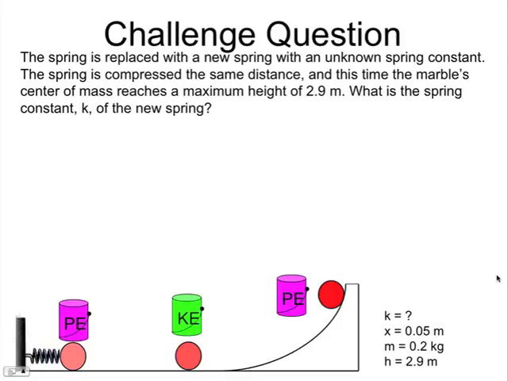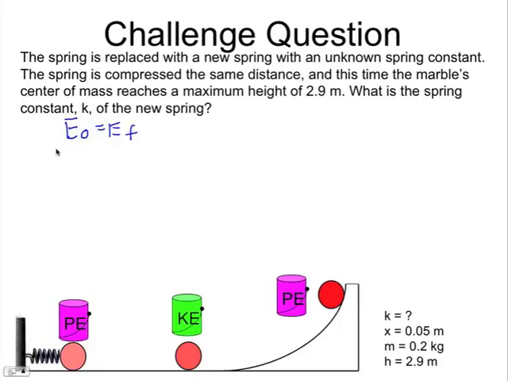Okay, now we're going to do the challenge question. This time we're replacing the old spring with a new spring. So we don't know its spring constant, but we do know the max height. So let's set our energy equation up similar to last one. Energy initial equals energy final.